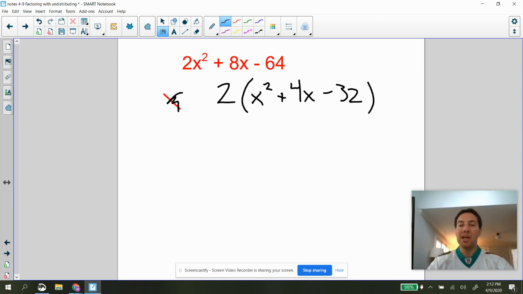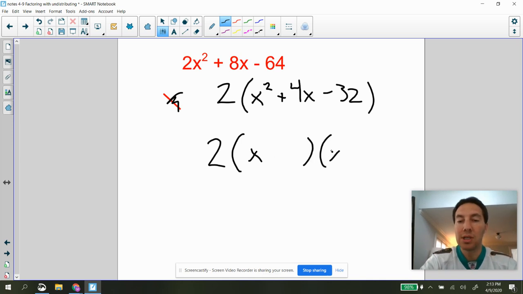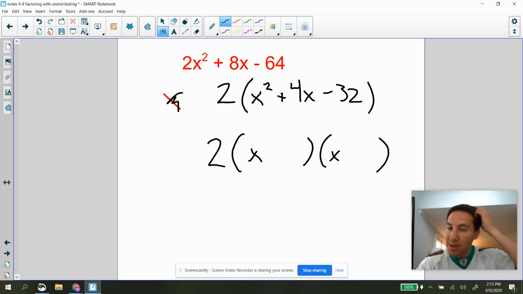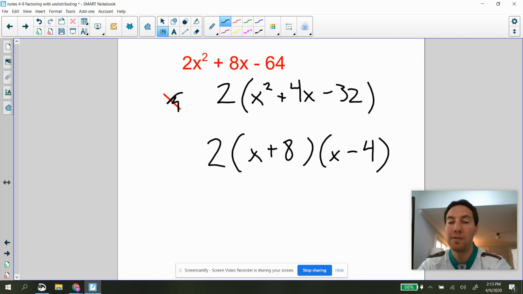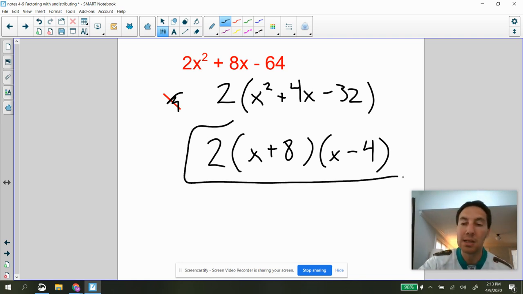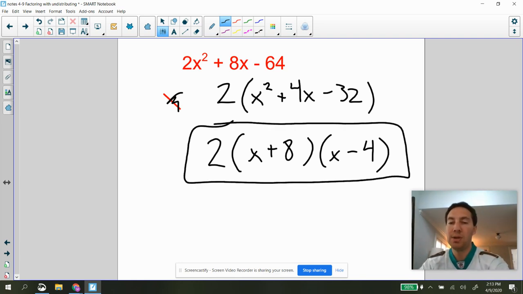And now, leave that 2 alone. This is just one of those trinomials, like those magic diamonds that we were factoring last week. So I need two numbers that multiply to negative 32, but that add up to positive 4. And I'm going to go with plus 8 and minus 4. If you want to check that, you can FOIL it. And this is your final factored form here. So we're combining the undistributing with the factoring trinomials that we did last week.